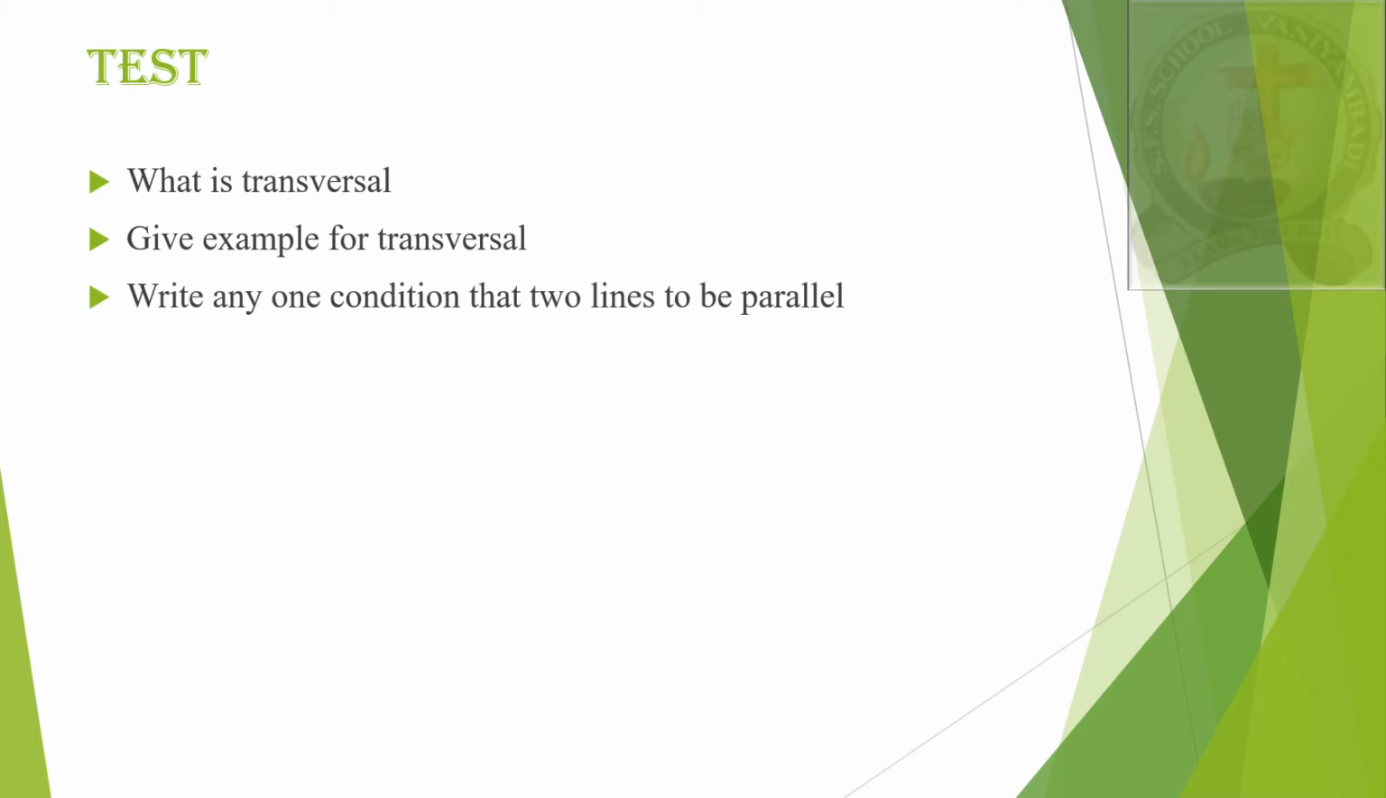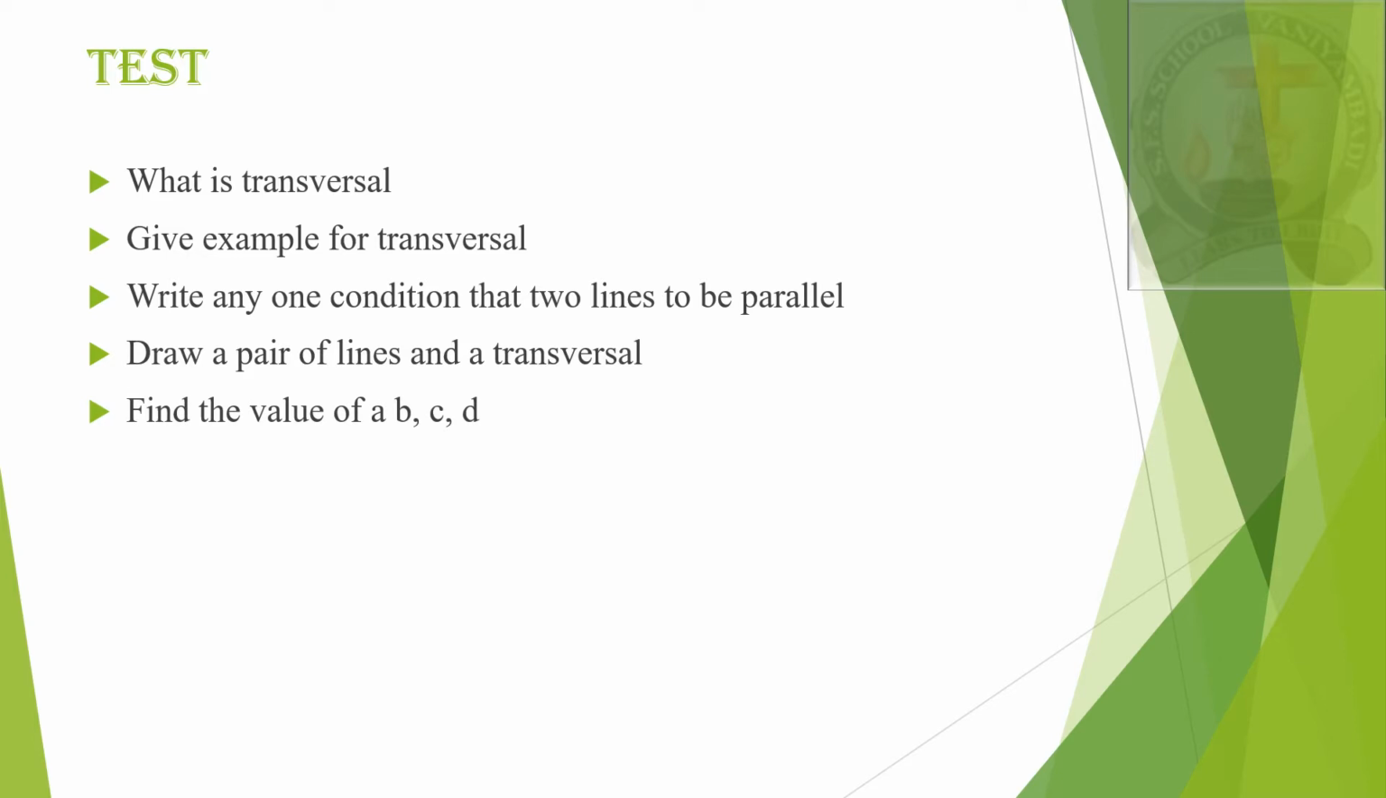Third question: write any one condition for two lines to be parallel. There are three conditions for any two lines to be parallel. You can write any one of the three. Fourth question: draw a pair of lines and a transversal. The pair of lines may be parallel or non-parallel, and another line should cross them. That line is called a transversal, we know that, but you draw the picture for it.